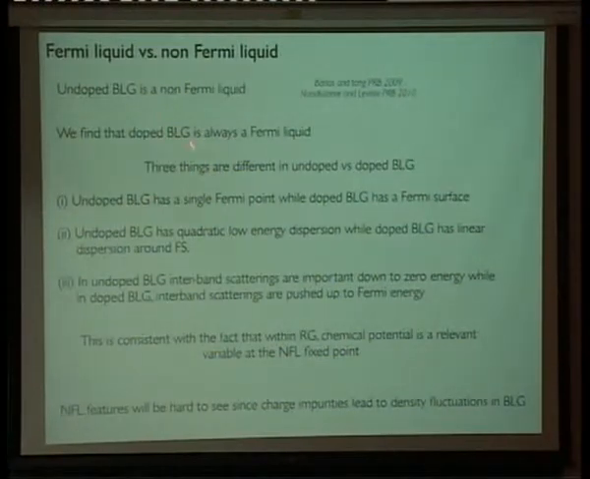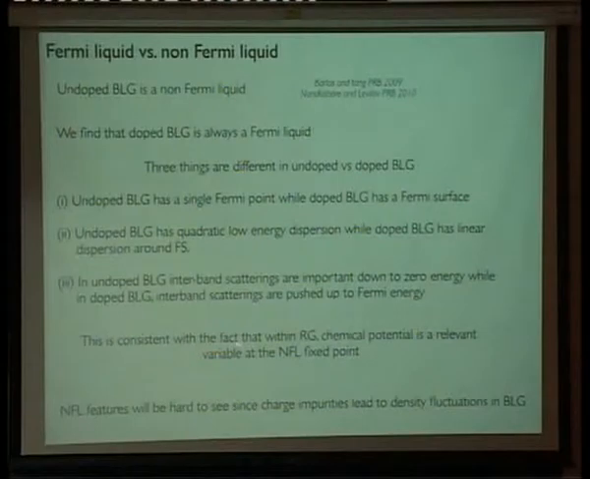Now, three things are different. One is that undoped BLG has a single Fermi point, whereas doped BLG actually has a Fermi surface. It has a quadratic low energy dispersion at the k equal to 0 point, but otherwise you have a linear dispersion around the Fermi surface. And in undoped BLG, the interband scatterings are important down to zero energy, but once you put in a Fermi energy, it's cut off by 2 EF.